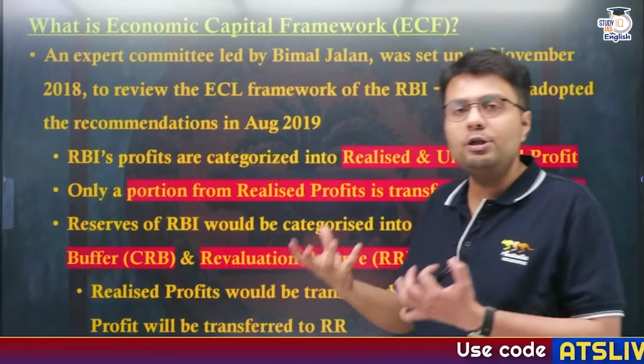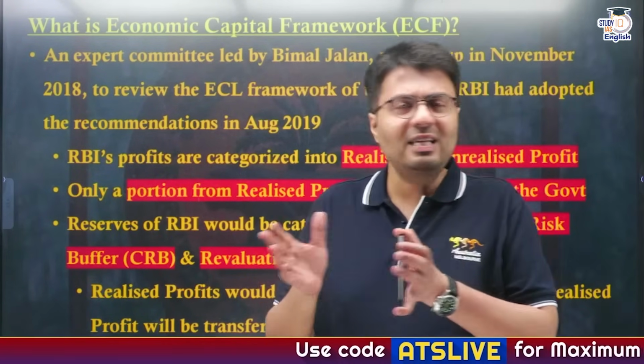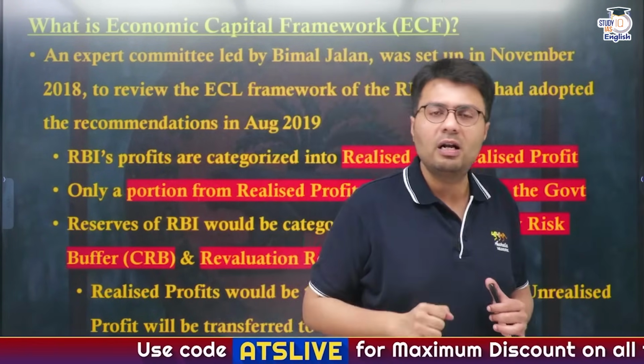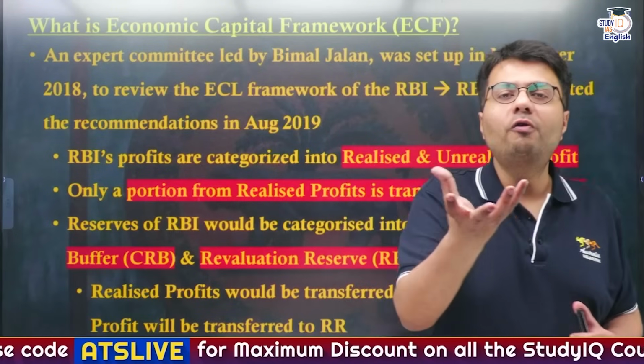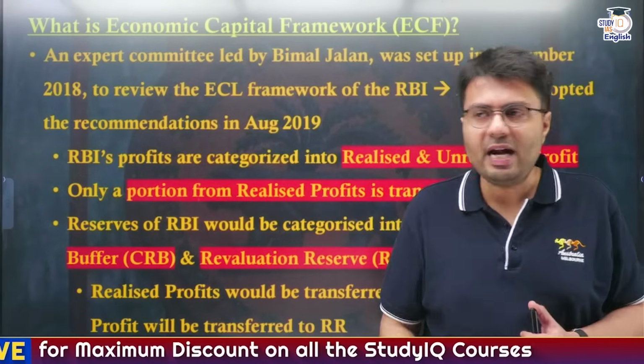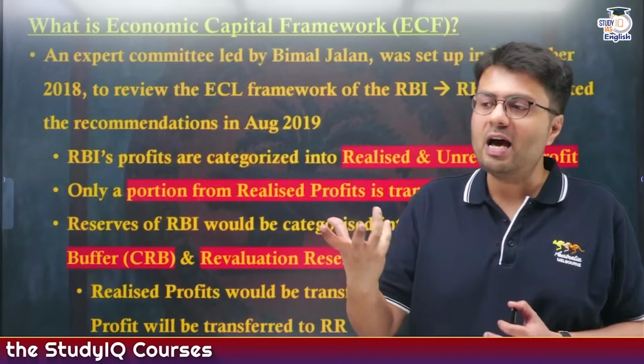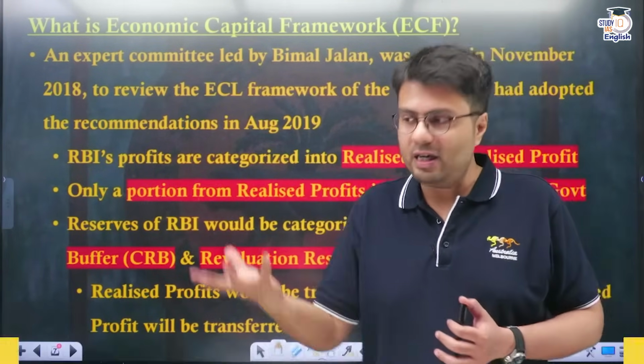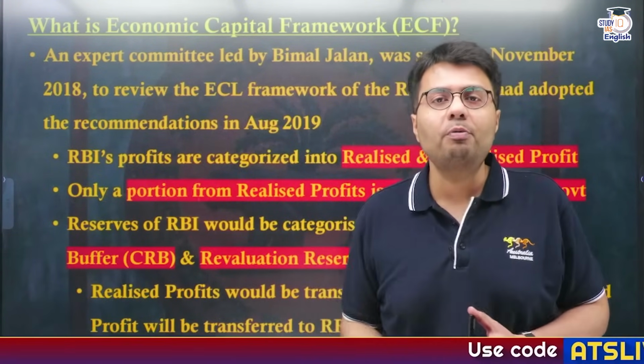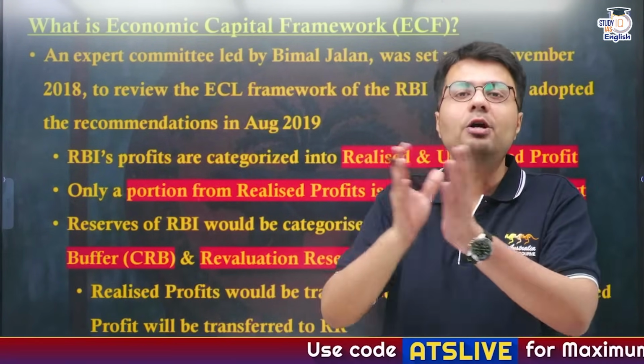Now there was this big issue in 2015, 2016 when Urjit Patel was the governor. Government had a lot of obligations of spending money, right? So it wanted RBI to give all of its profits to government, but automatically RBI did not want to give all of its profit. It had many requirements like provisioning. So this issue became a big issue.